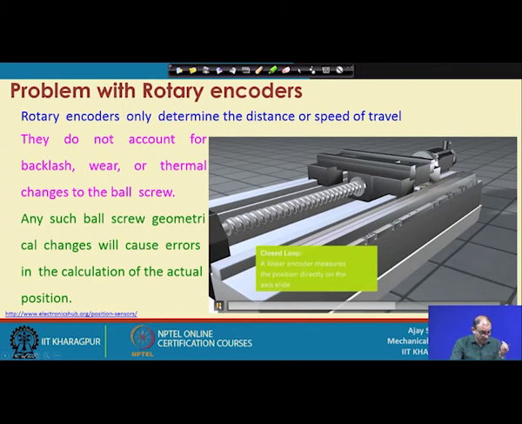Now, if you want to avoid this, what you have to do is, instead of a rotary encoder, put a linear encoder. This linear encoder measures the position directly on the axis slide, right. So, now we are not putting the encoder at the motor side, but we are putting one strip here. That strip will help in finding the linear position. It is along the axis of this particular travel.